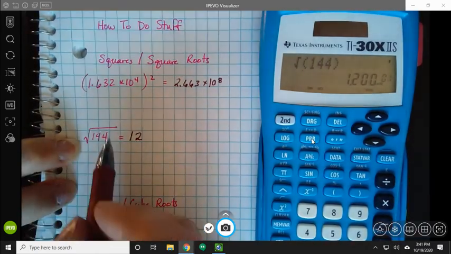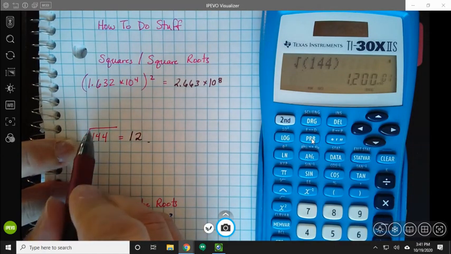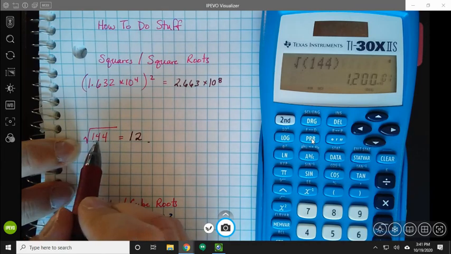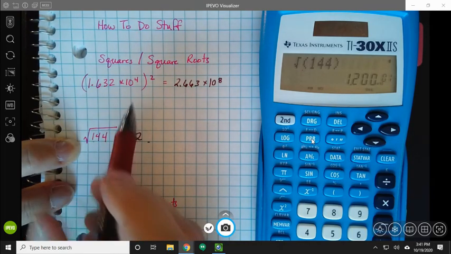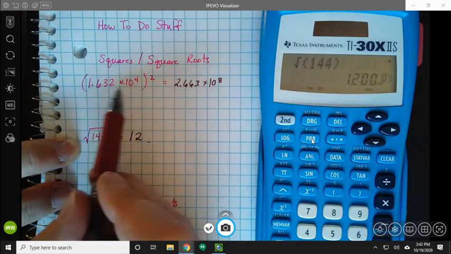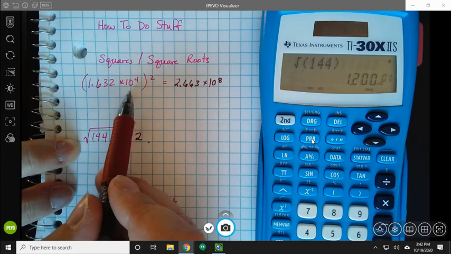I want to find out what times what will give me 144. So the square root says that I'm going to go backward and find out what times what gives me 144. If I'm squaring something, that's going to tell me the answer is this number times itself.